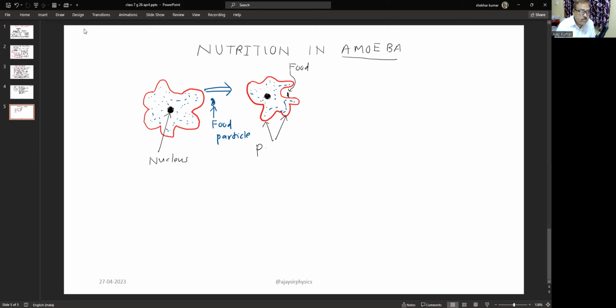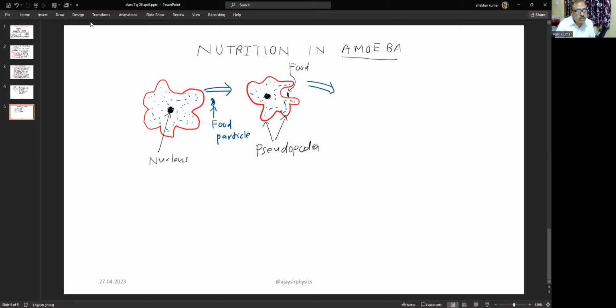Pseudo, PSEUDO, pseudopodia. This is the name of the parts. Pseudopodia. Food is just coming between the two pseudopodia. Now what happens here, we will see in the next stage.